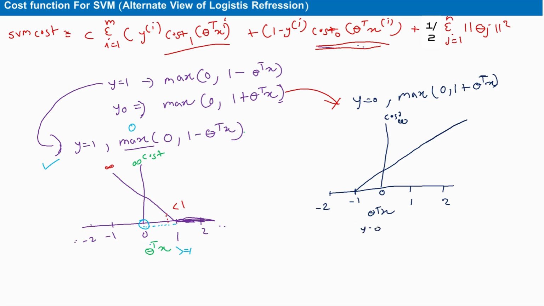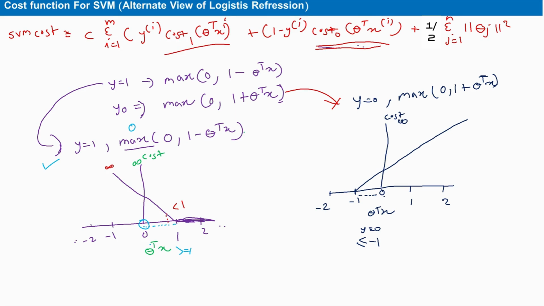Okay, this means when y is equal to 0 and at the same time, whatever the prediction you are getting, whatever this theta transpose x is, if it is less than or equal to -1, then at that time you will get the cost 0. Okay, means your prediction is matching with the ground truth. So in that case we need the cost to be 0 and this equation is perfectly doing that.